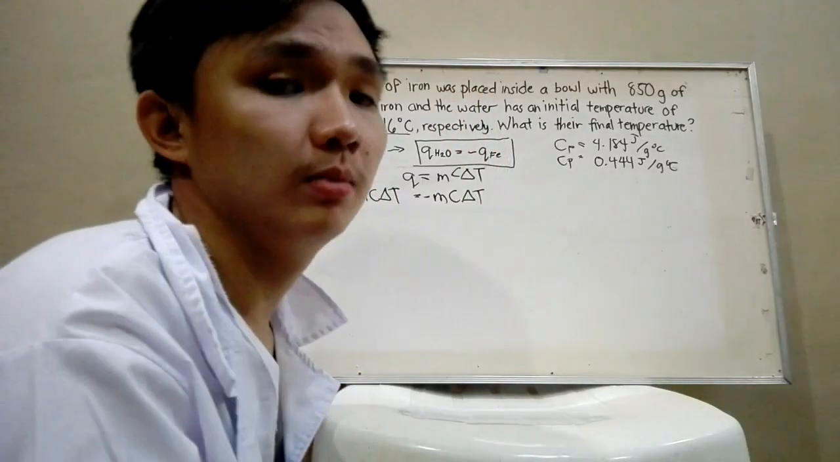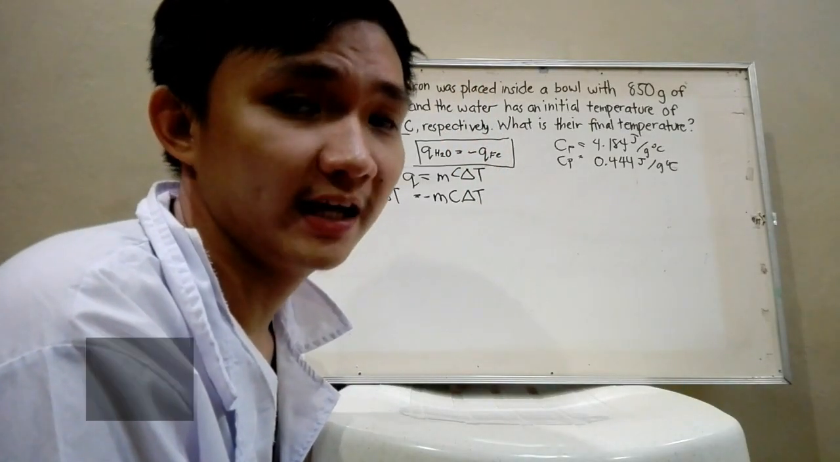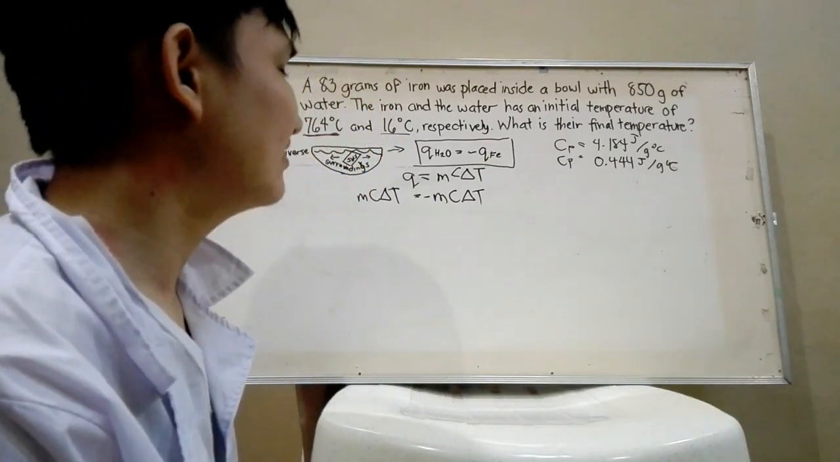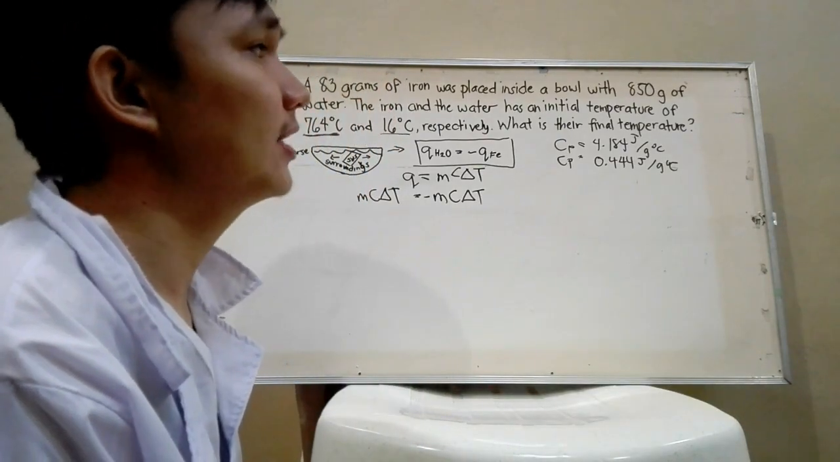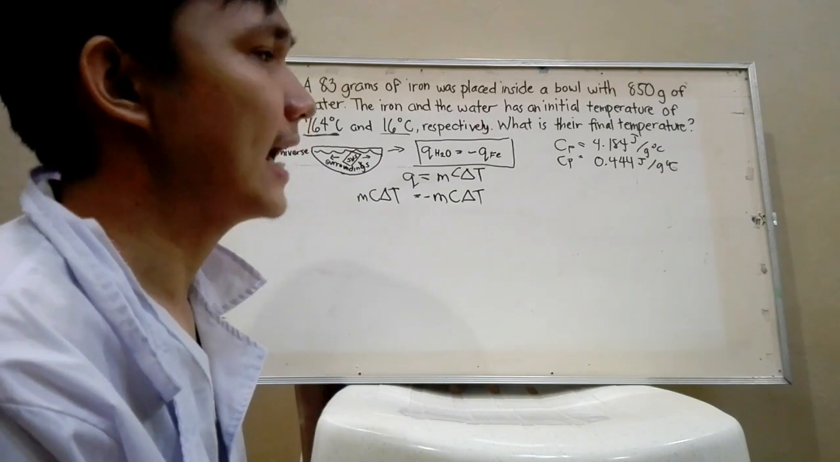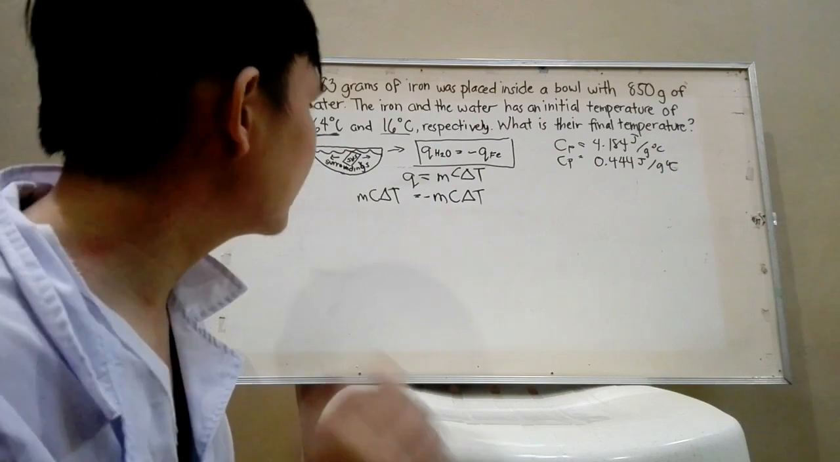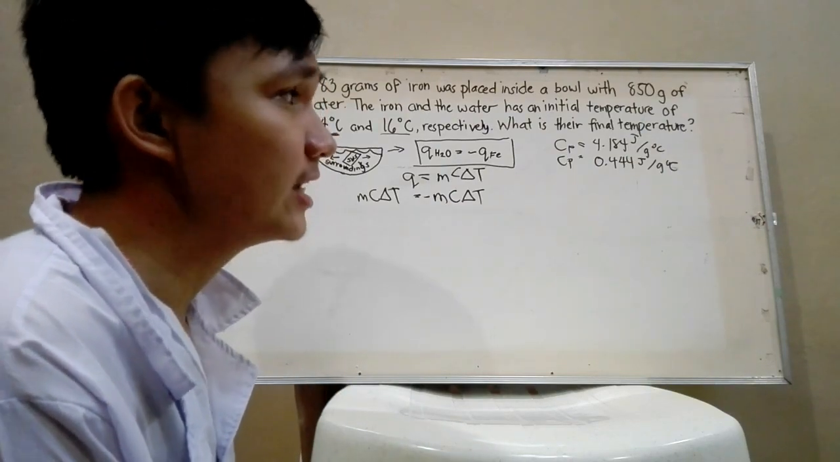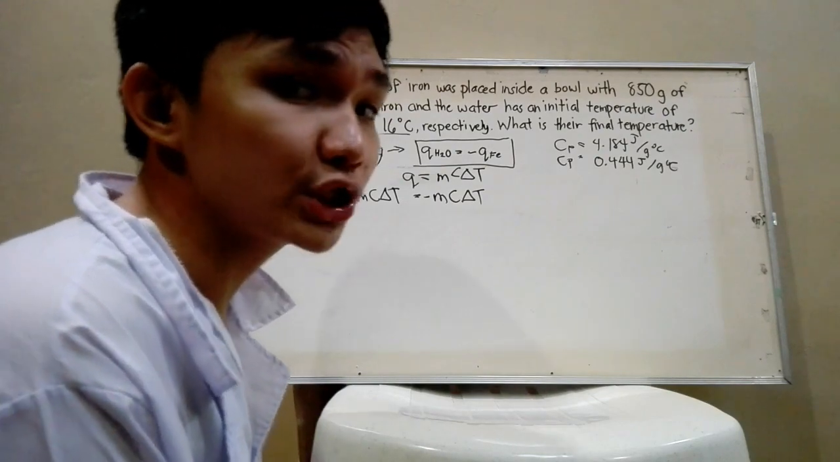So our third problem is about solving the final temperature of a universe. We have this problem. 83 grams of iron was placed inside a bowl with 850 grams of water. The iron and the water have initial temperatures of 764 degrees Celsius and 16 degrees Celsius respectively. So what is their final temperature?